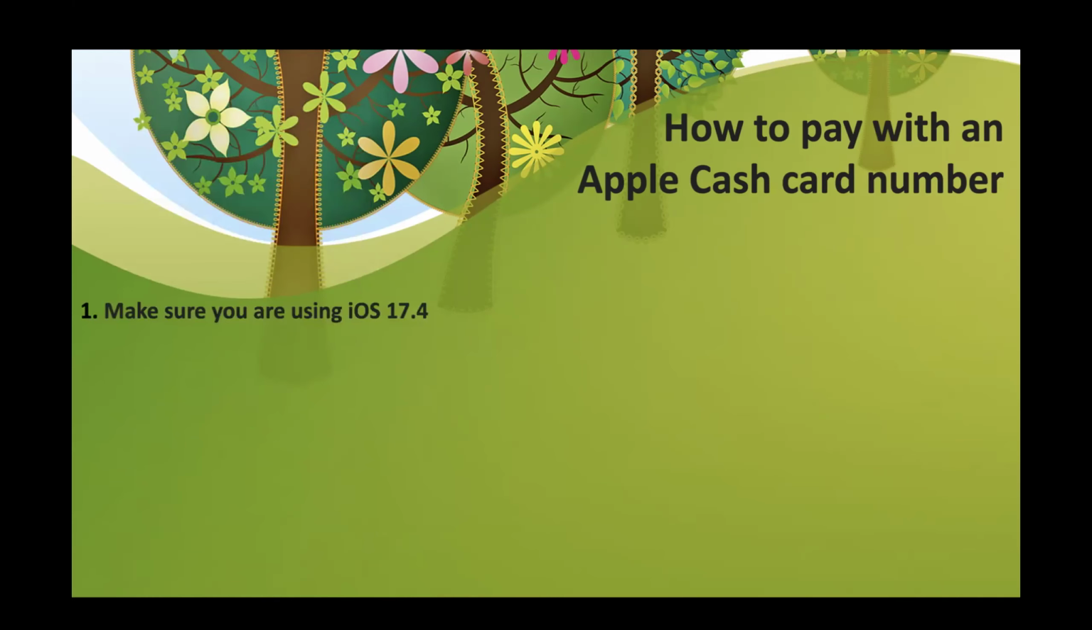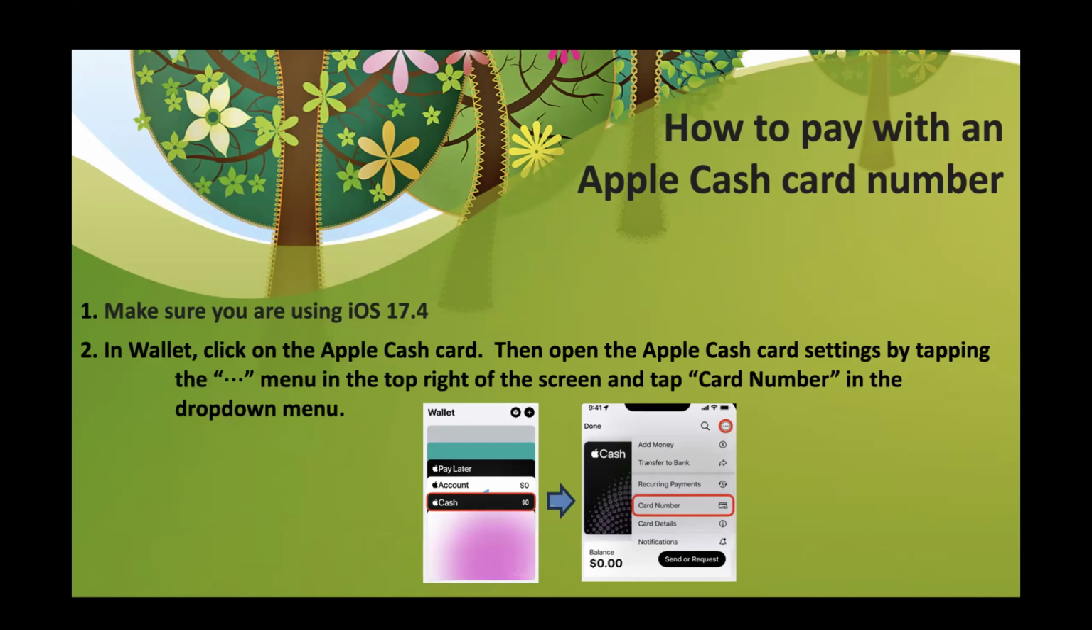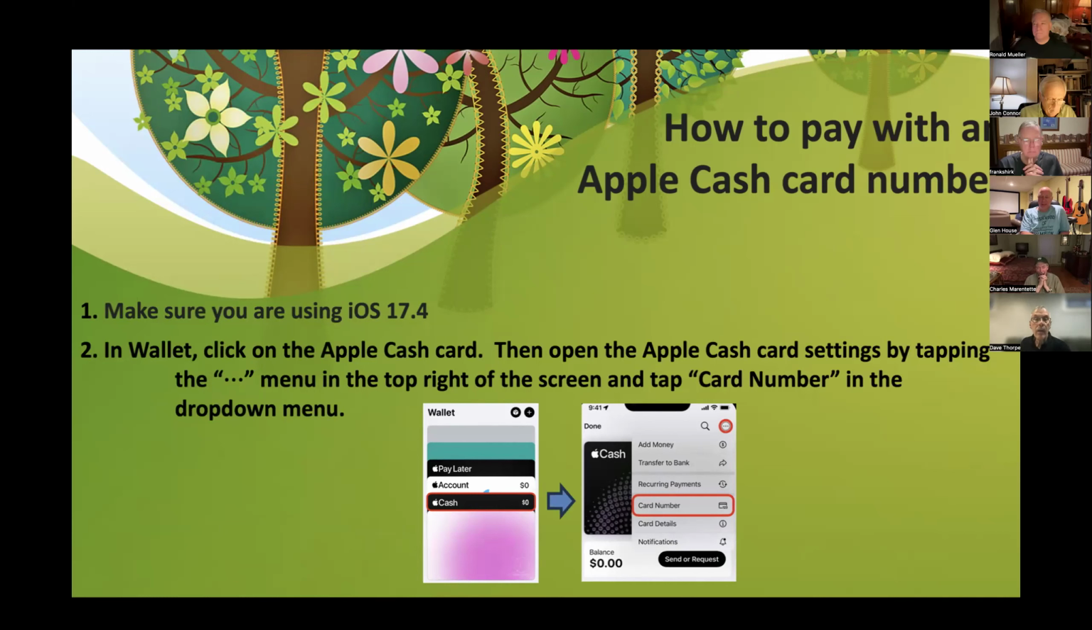So first thing is, and presumably you'd be doing this on your phone. I mean, you can do it on a Mac, but I was going through with the phone on this. So you got to make sure you're up to date on 17.4. Then you got to go to your wallet and you open the Apple Cash card. And when you're in that, you want to click on the little menu. It's the 3 dots in the upper right, and then it'll drop down a menu, and you click on card number in that drop down menu.